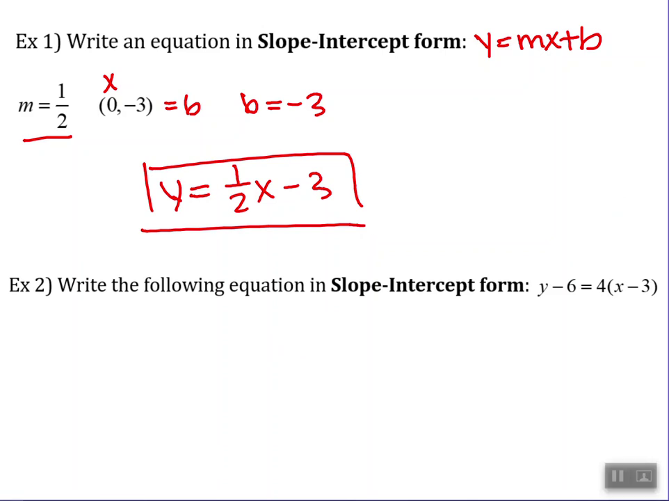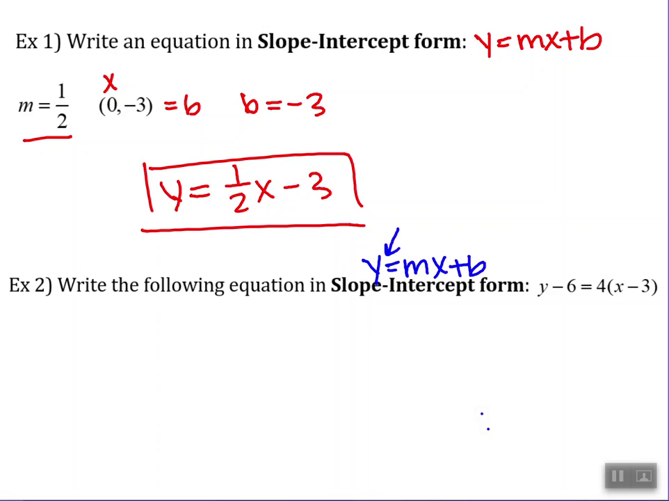Now for the next one, it says write the following equation in slope-intercept form. Again, I'm just going to write that above it. It's good to just get in the habit of writing it. That way you know what your end goal should look like. So my equation at the end should look like that. I want to write this in slope-intercept form. The key part there is I want to have it say y equals.